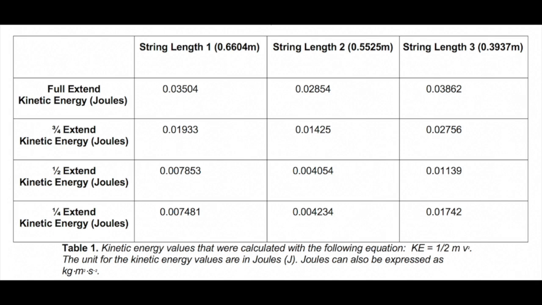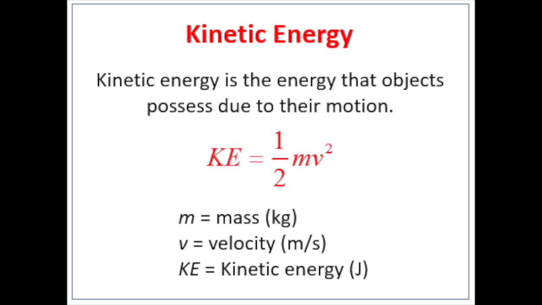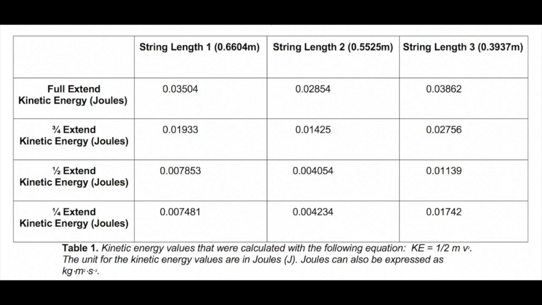So here we have kinetic energy values that were calculated using the following equation. KE equals 1/2 mass times velocity squared, with mass being a constant value of 0.195 kilograms. We see that the experimental results confirm the hypothesis that the shorter the string length, the larger the kinetic energy. This happens because the shorter string results in a more compressed spring.